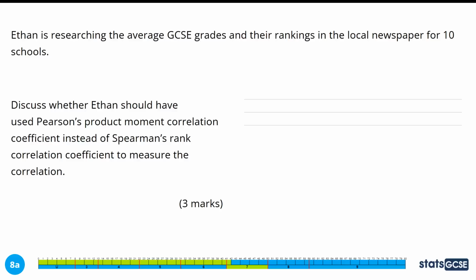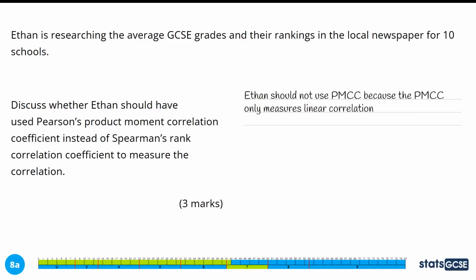Discuss whether Ethan should have used Pearson's product moment correlation coefficient instead of Spearman's rank correlation coefficient to measure the correlation. It's really important to highlight in this question that the product moment correlation coefficient is only good for finding linear relationships, because it's essentially looking for the line of best fit, the distance between each of the points and the line of best fit. So you shouldn't use the product moment correlation coefficient because it only measures a linear correlation. Also, the data in the question is ranked. Ranked data is really good with Spearman. So Spearman's rank correlation coefficient is used for ranked data.